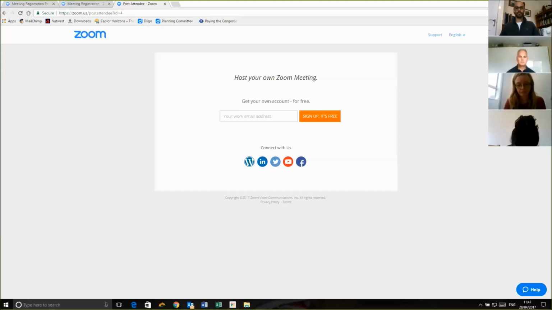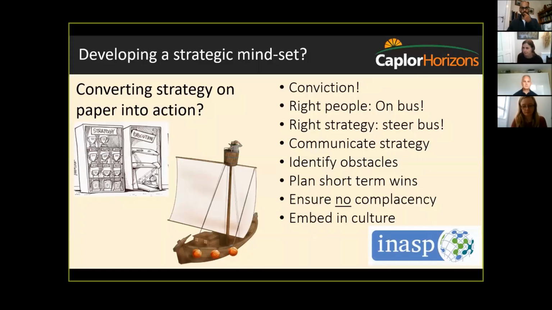So I'm going to talk about 8 steps for doing this, which is converting strategy on paper into action. And I think we're all very familiar with organisations who write a strategy and then it's almost put to bed until the next time that you have to write another one. So this is very much about trying to bring it alive.